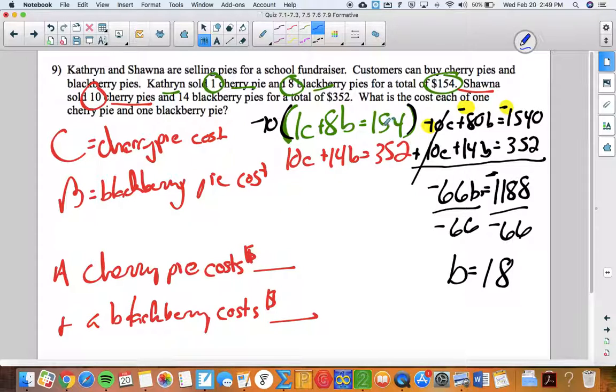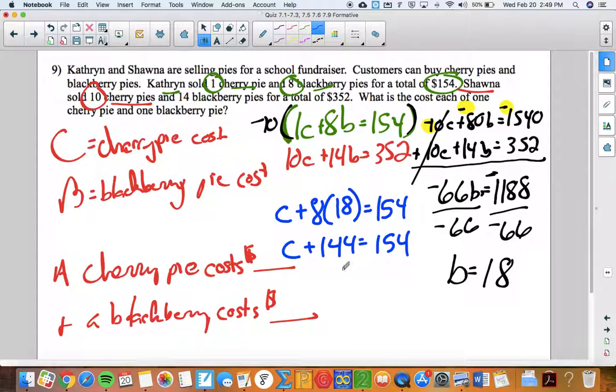So now that we know the blackberry pie cost, let's find the cherry pie cost. I'm going to use the top equation because those numbers are much smaller. So 1 cherry pie plus, remember Catherine sold 1 cherry pie and 8 blackberry pies, and she got $18 for each blackberry pie, selling a total of $154. The 8 blackberry pies total out to $144, so that means that C equals 10. The cost of a cherry pie is 10.